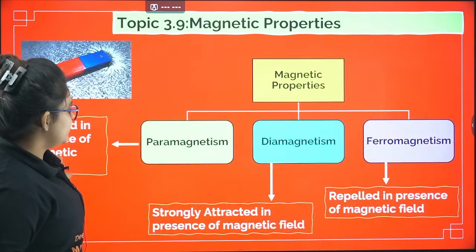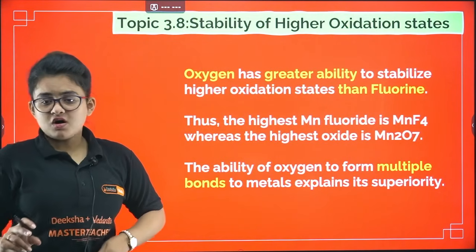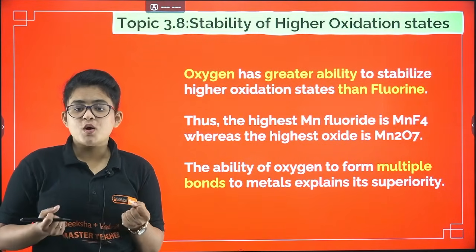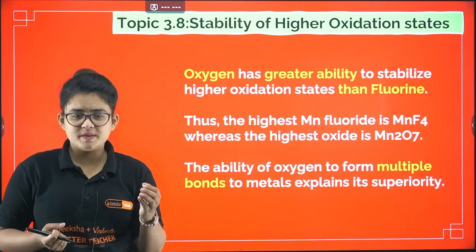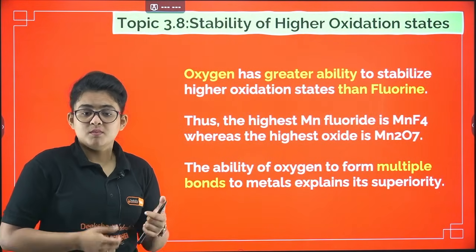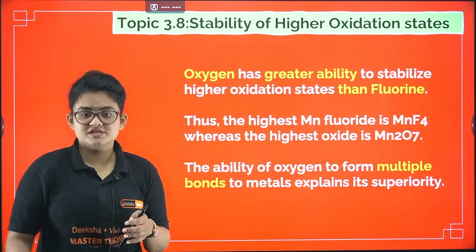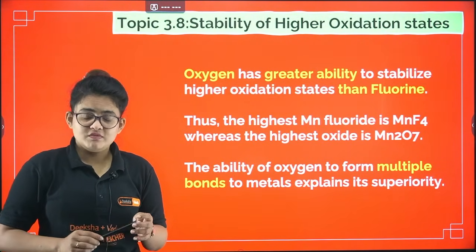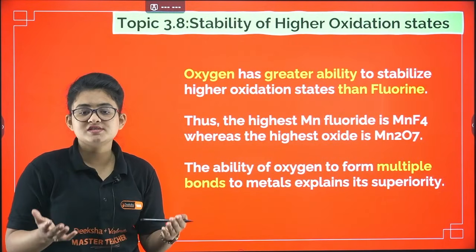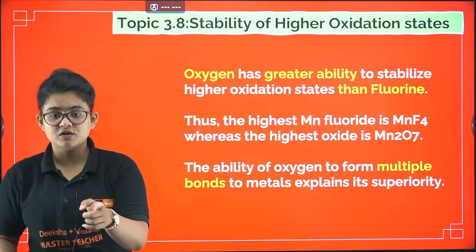Okay, so here we will discuss how oxygen can form multiple bonds. This particular capability is there. That's the reason manganese can form bonds with oxygen in higher oxidation states. Definitely, oxygen has the capability to stabilize higher oxidation states even better than fluorine.